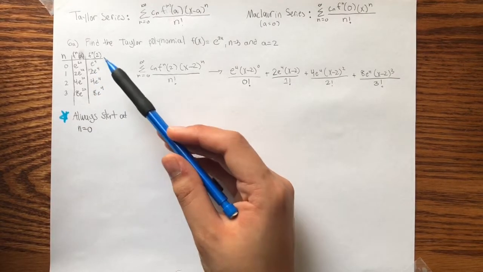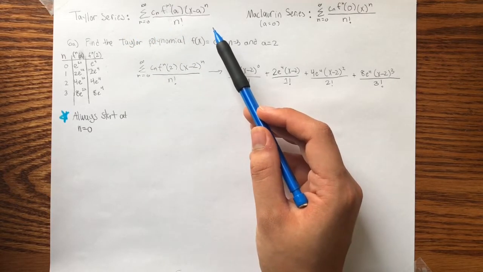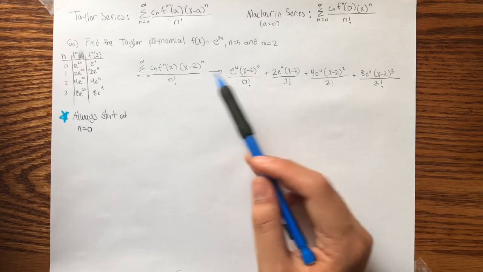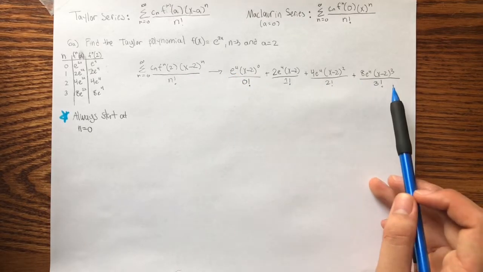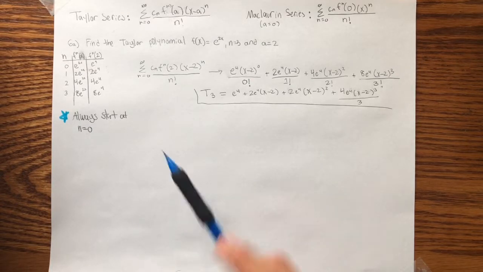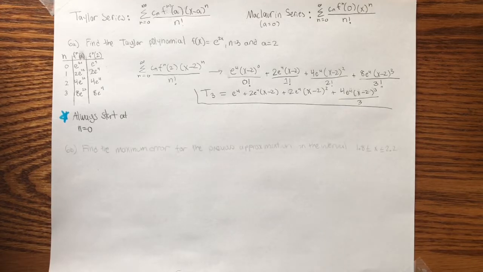These values over here are our c of n from our form for the Taylor series, meaning that for our function, this is what our Taylor series looks like, and then you can expand it to look like this. Simplified even further, we can say that our Taylor polynomial is this over here.